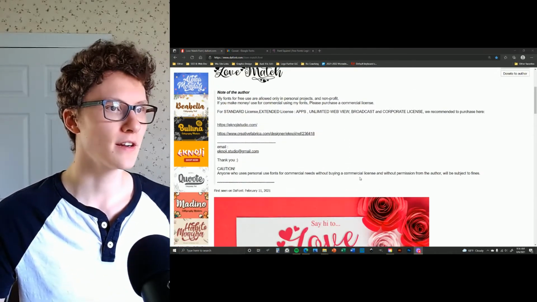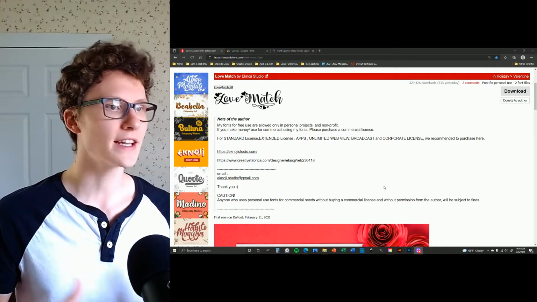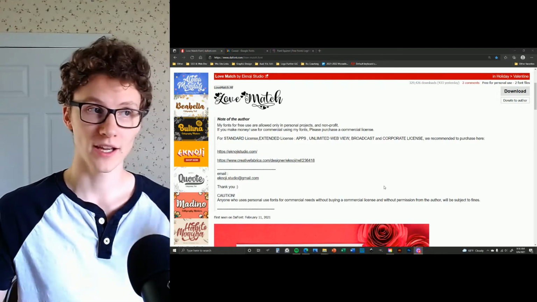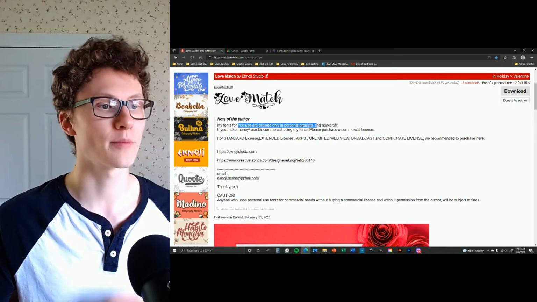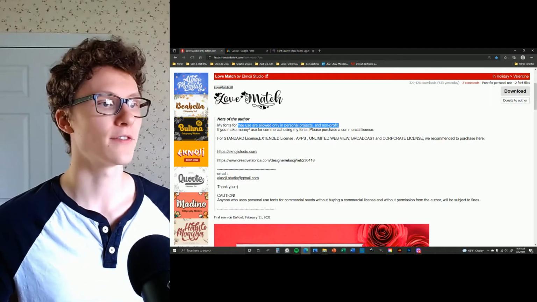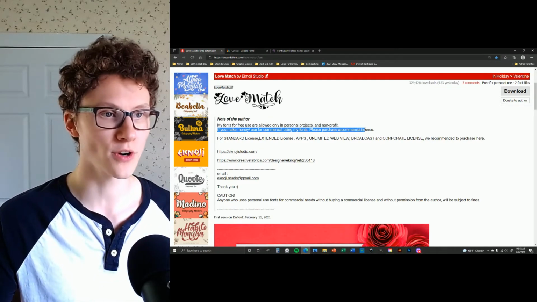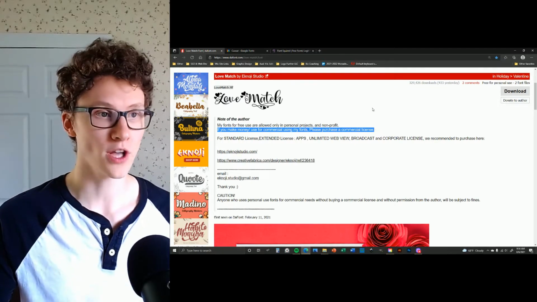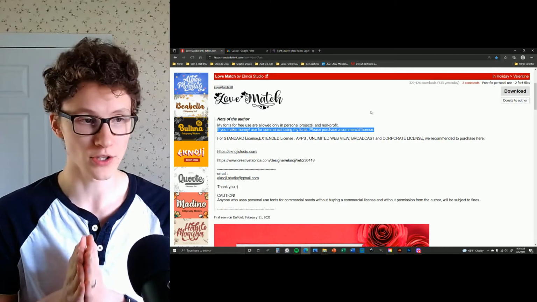So we look down here and we have this font, Love Match. It definitely has quite a bit of personality. It seems fun. It seems like good logo potential. However, it says that it is free for personal and nonprofit projects only, and that if you're planning to make money off of it or have any kind of commercial use for it, therefore using it in your logo, you need to purchase a commercial license before you can do that.